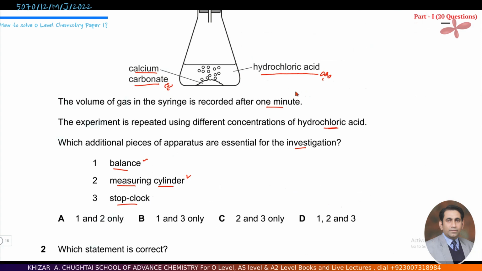And to take the solution of equal volume but with a different concentration every time, you need a measuring cylinder. Stop clock is obviously required to check the time of 1 minute interval. So 1, 2, 3, all are required. I mean, D is the correct option.